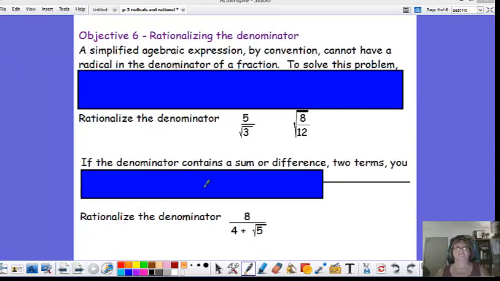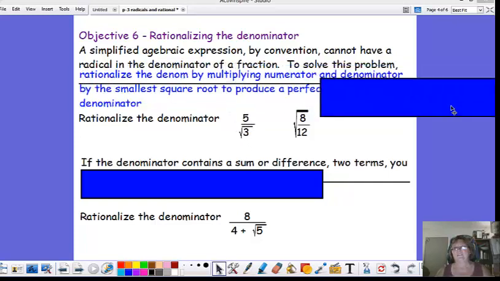Our next topic is important for us. We're going to use this all the time in trigonometry, rationalizing the denominator. You will remember that if you're talking about a radical expression, it's not okay to have a fraction where there's a radical in the denominator. That's not okay.